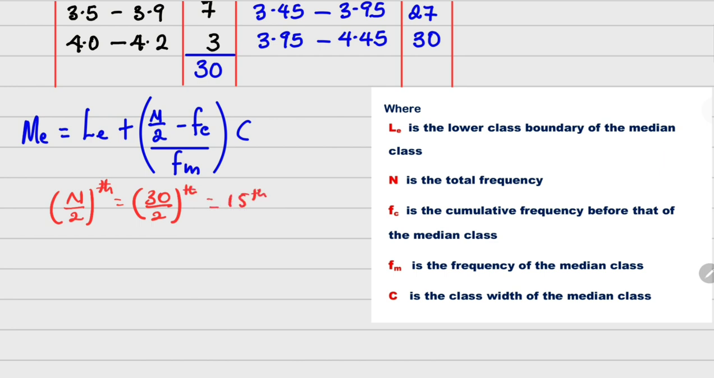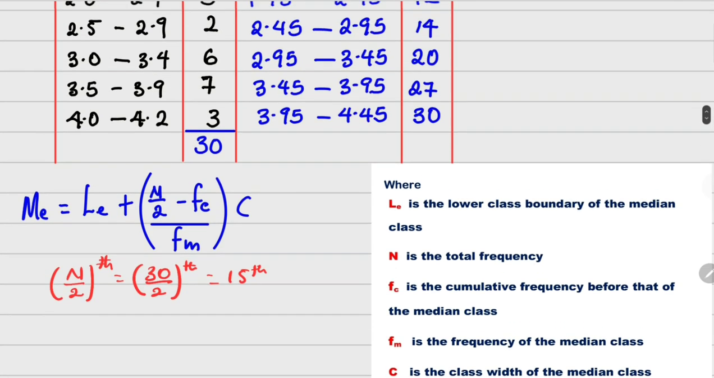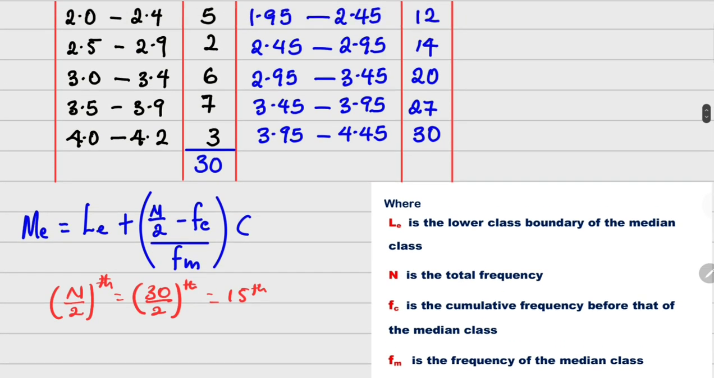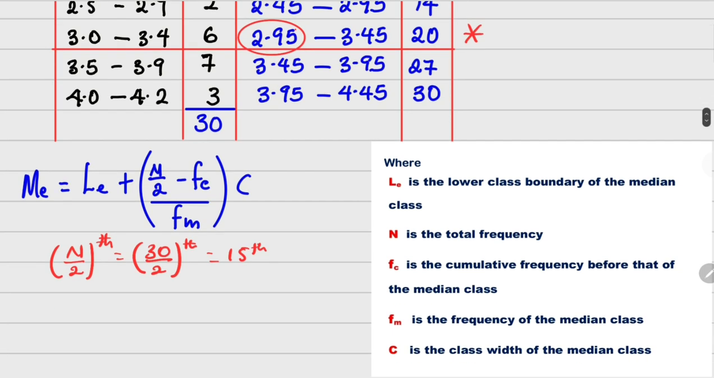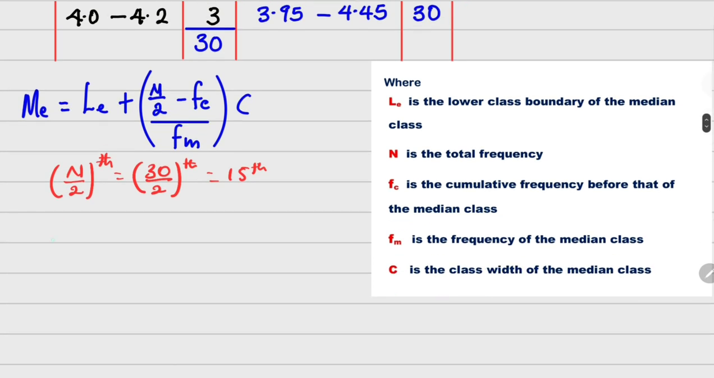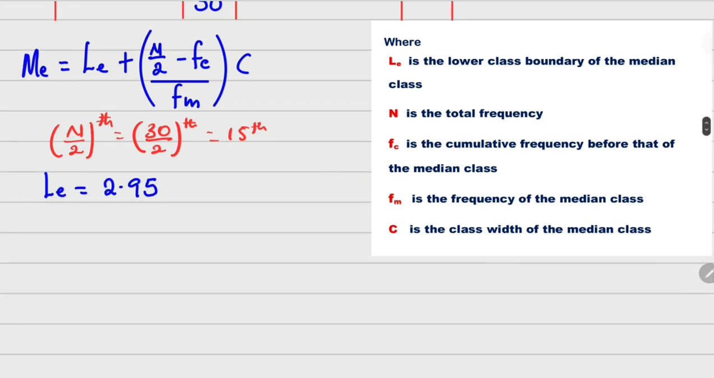Then we go straight to our table, to the cumulative frequency side. You can see this is 14. Now 15 must be around here. So you see this actually becomes my median class interval, where I have my median class. And the lower class boundary is this, which is 2.95. So it means that my LE is 2.95.